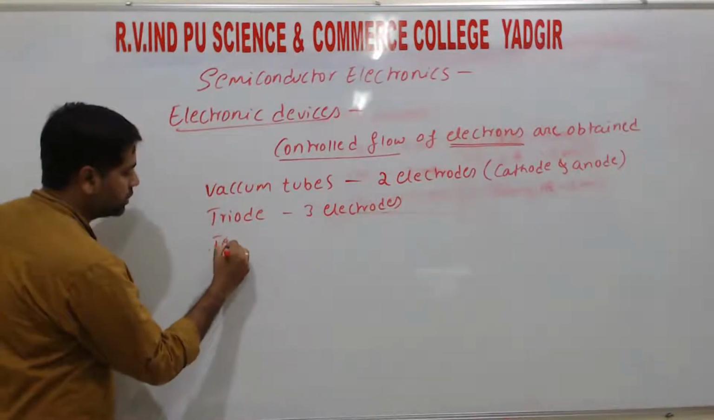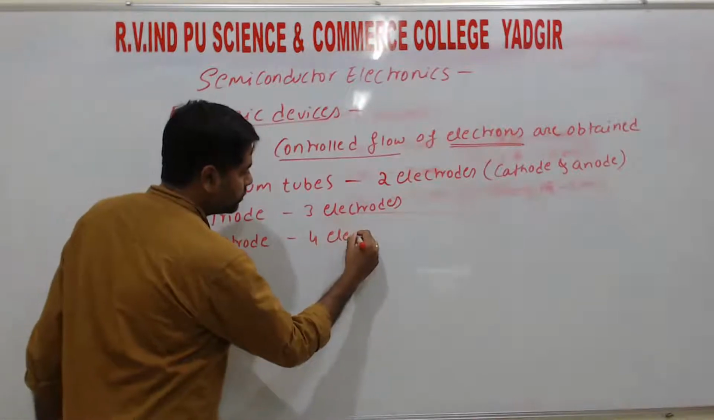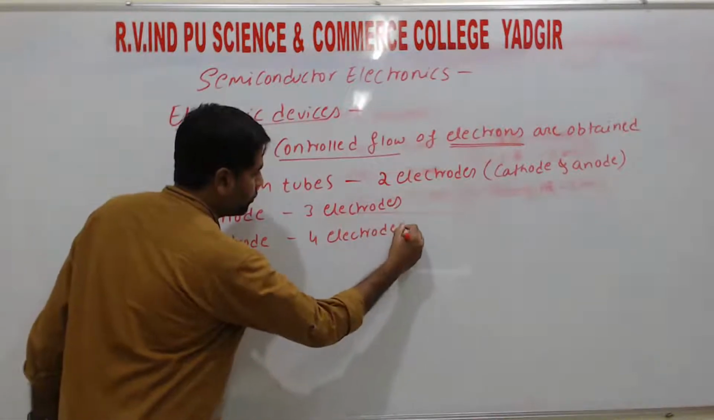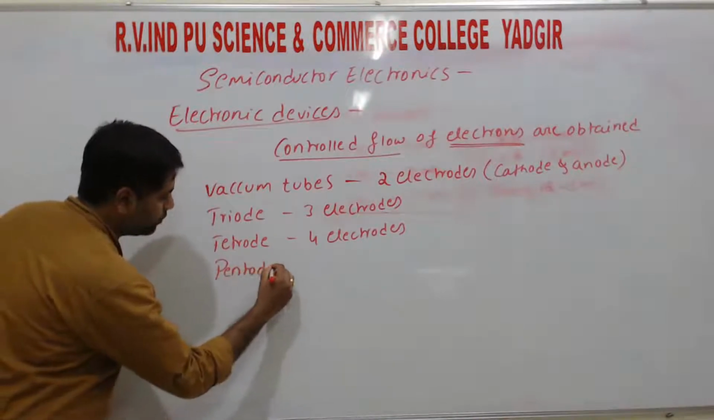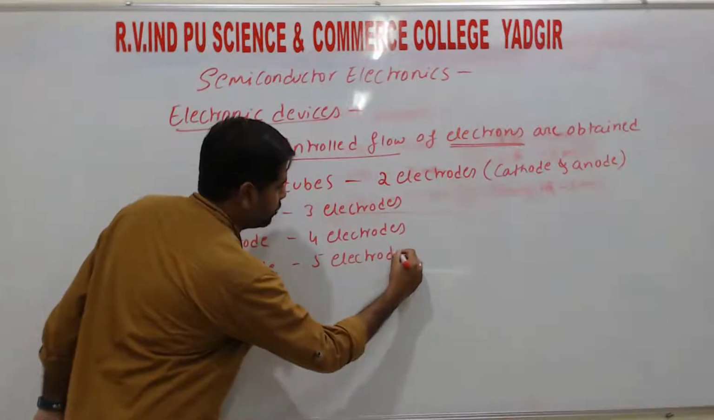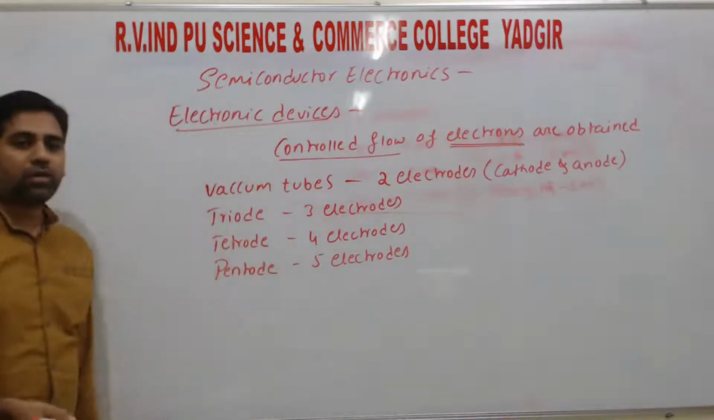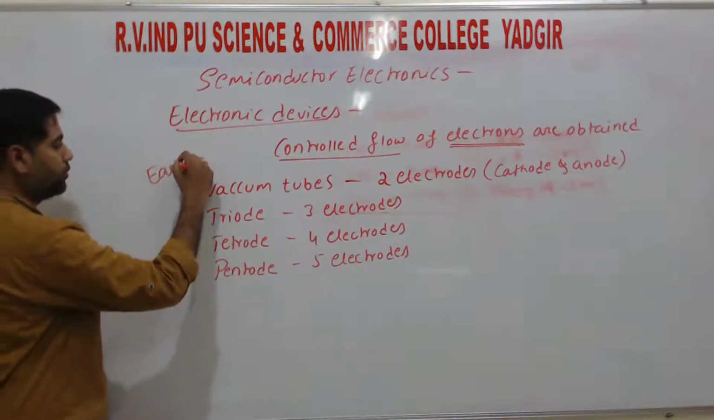And next, the tetrode, with 4 electrodes, and the pentode. In the pentode we are using 5 electrodes. So these are the electronic devices which we were using in the earlier years.